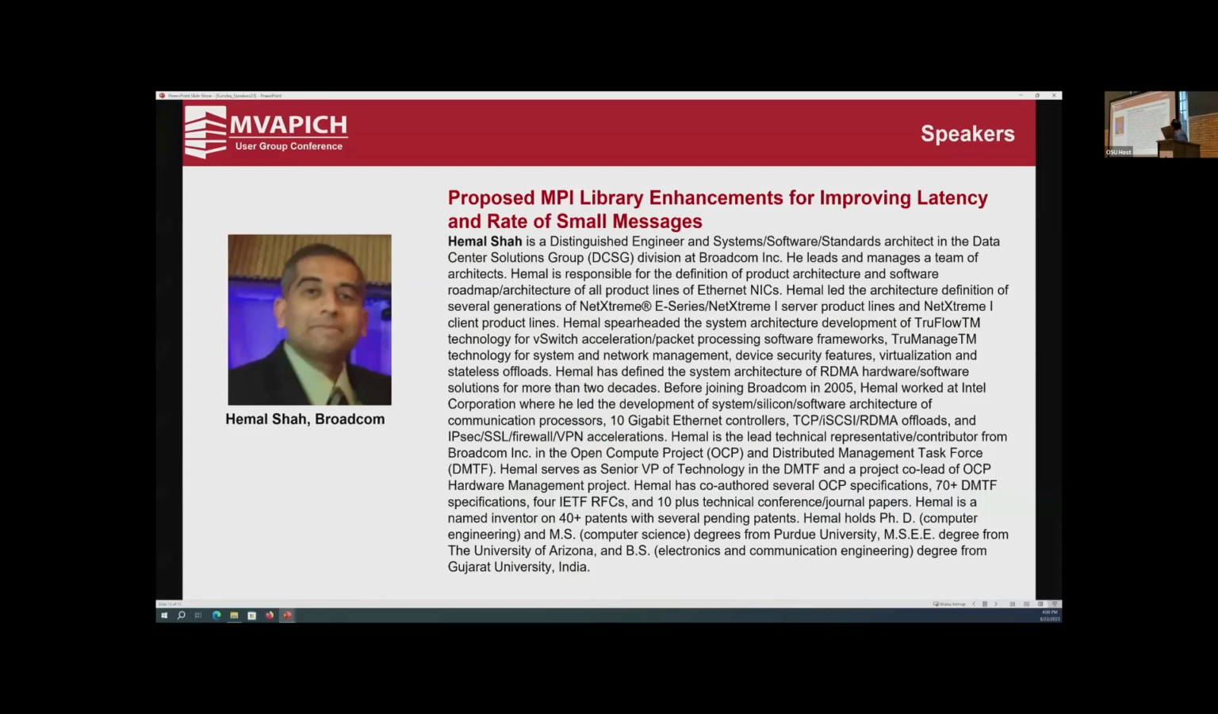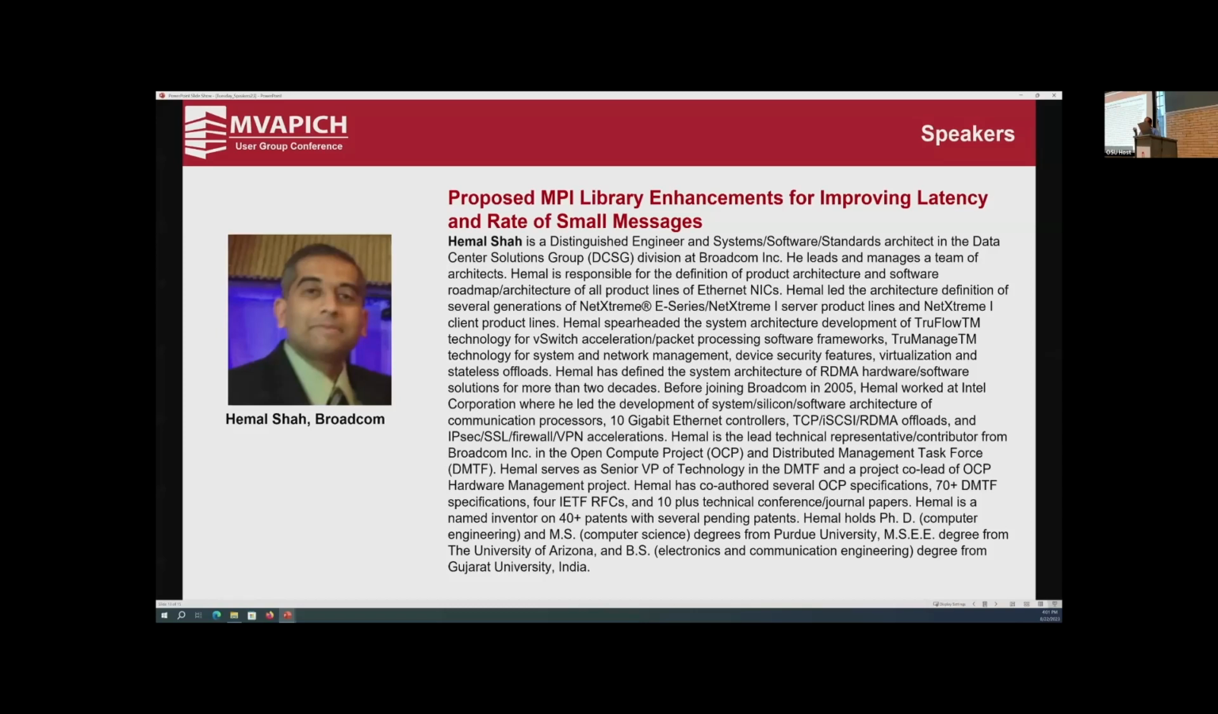Three exciting talks. So the first one will be presented by Dr. Hemal Shah. He is a distinguished engineer and system software standards architect in the Data Center Solutions Group, or DCSG, division of Broadcom. He leads and manages a team of architects, and especially he is responsible for the definition of product architecture and software roadmap, architecture of all the product lines of Ethernet NICs, and he also leads the architecture definition of several generations of Nextstream E series and Nextstream products. And especially, they have been working on the Rocky adapters.